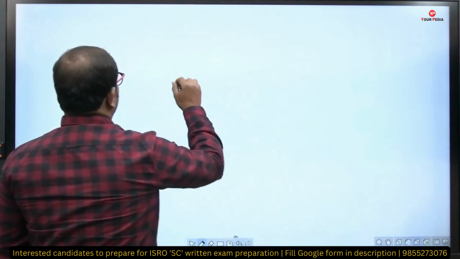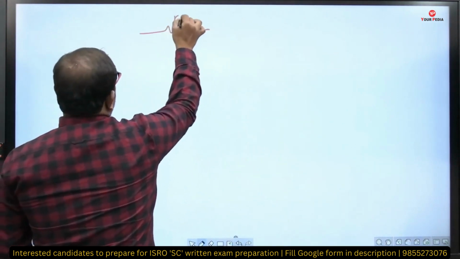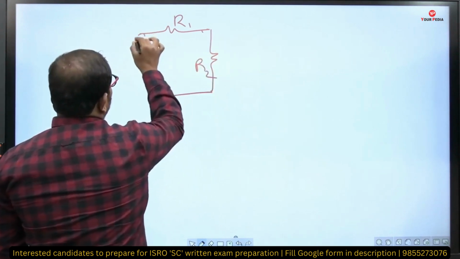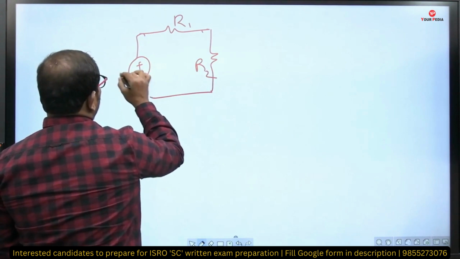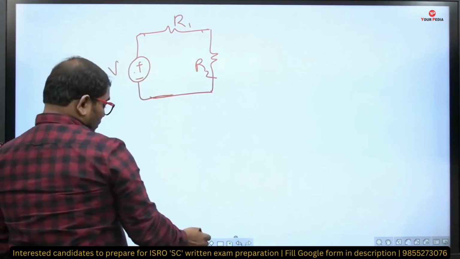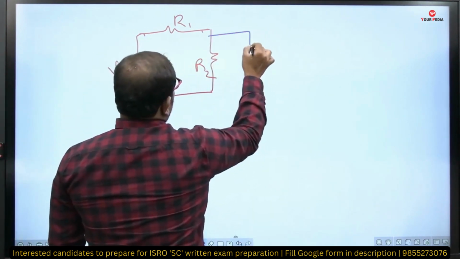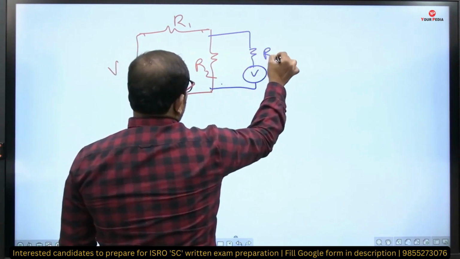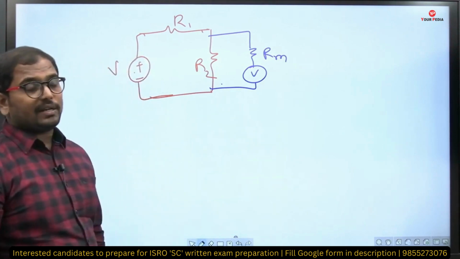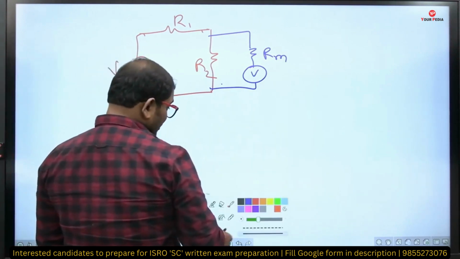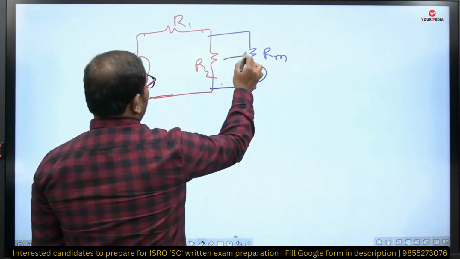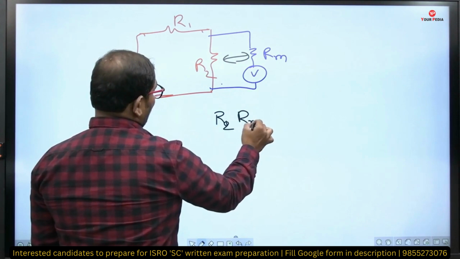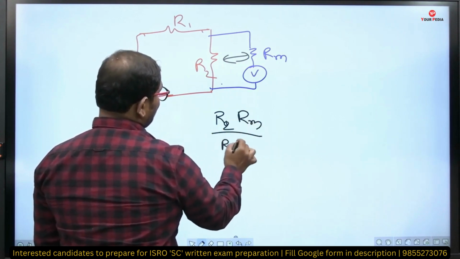Now let's take the same problem, R1, R2, and now we'll connect the voltmeter. That voltmeter will have some internal resistance. Let me take this resistance as Rm, the meter resistance. Now what happens here? These two are in parallel. So what is the resultant? R2 into Rm divided by R2 plus Rm.